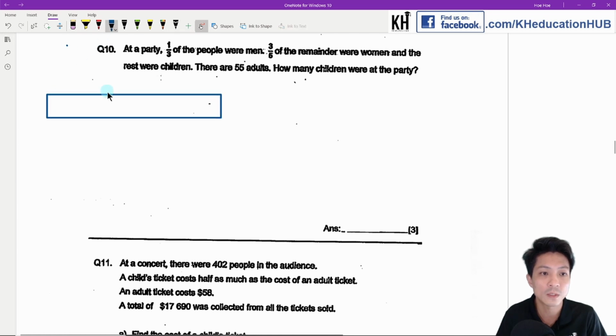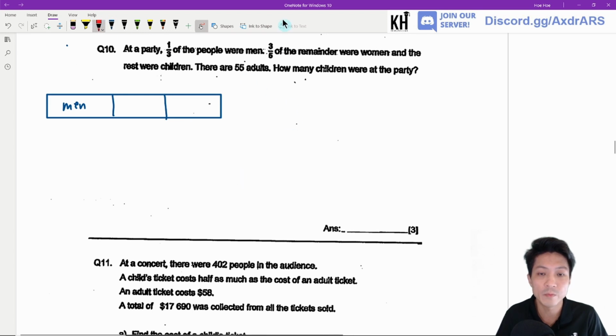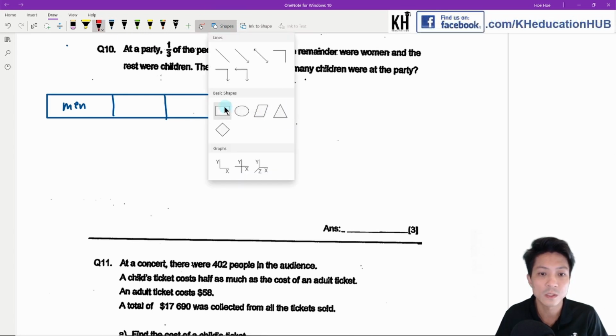1/3, so I'm going to draw a bar. I'm going to cut it into 3 parts. This is men. 3/5 of the remainder, so for the remainder I'm going to draw a separate block.